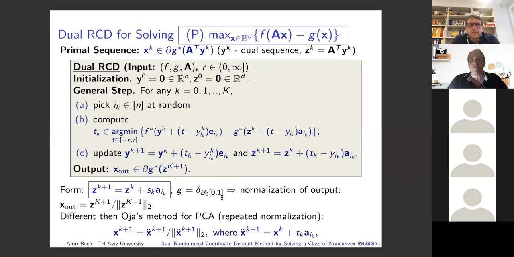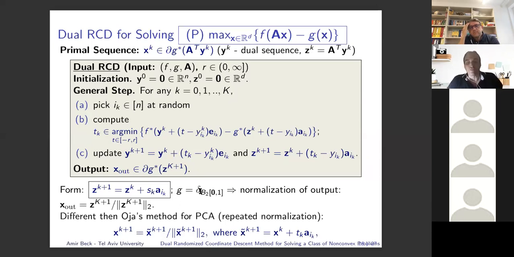This is very similar to the OWOS method, but it's not exactly. And these small changes are everything here. The OWOS method performs normalization at each iteration. So the OWOS method adds a constant times A and then performs normalization, because the OWOS method is actually a primal method. So it's a primal feasible method.